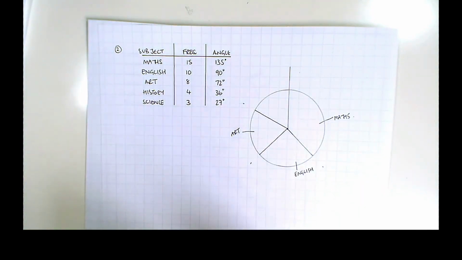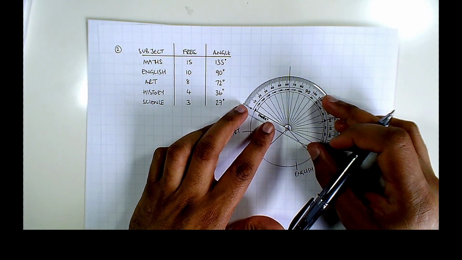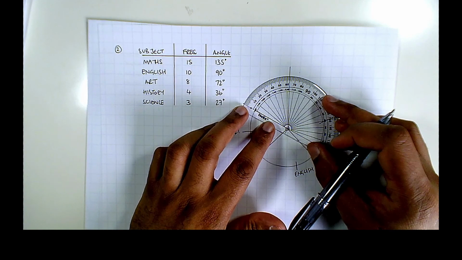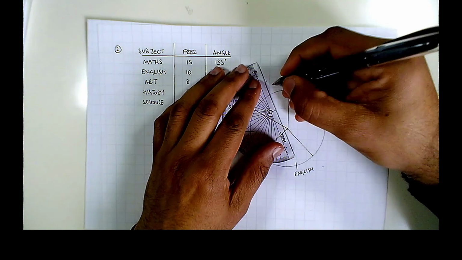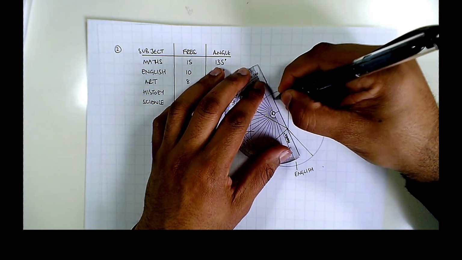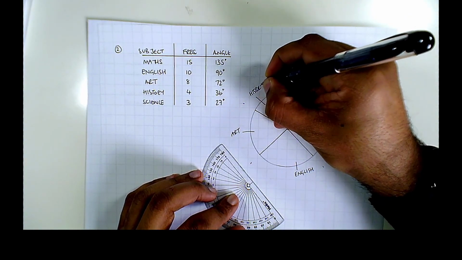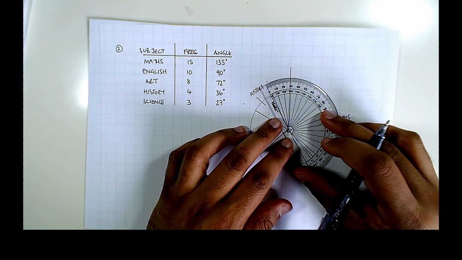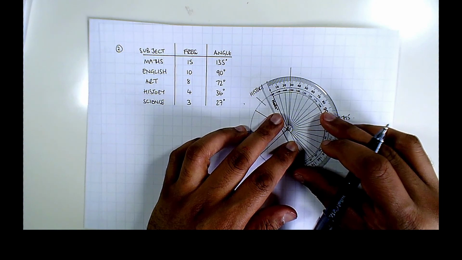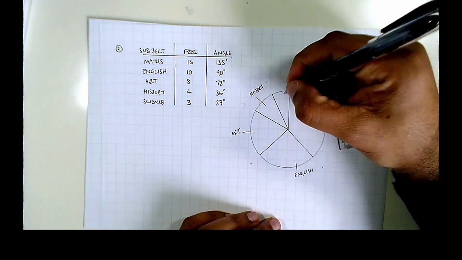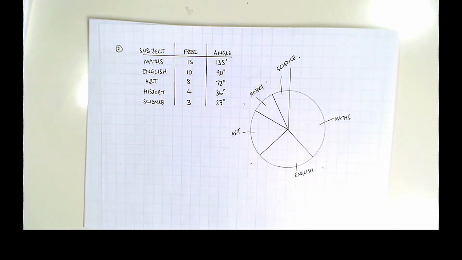Then for the next one, I've got 36 degrees. So again, just twizzle the protractor around, center of the protractor on the center of the circle, and 0 on the line I've just drawn. I'm going to do 36, which is about there, and then draw a line there, and that there is history. And then to double check, just place your protractor, and that should be 27, and that is absolutely spot on, and that there is my final angle, and there is my completed pie chart.